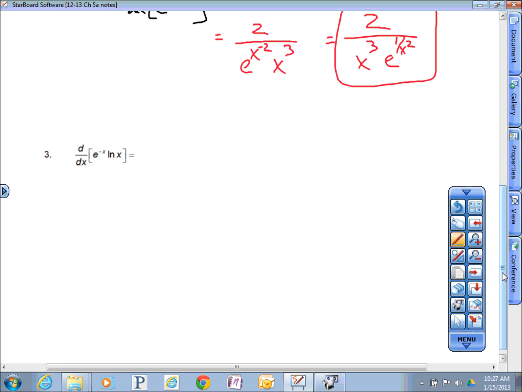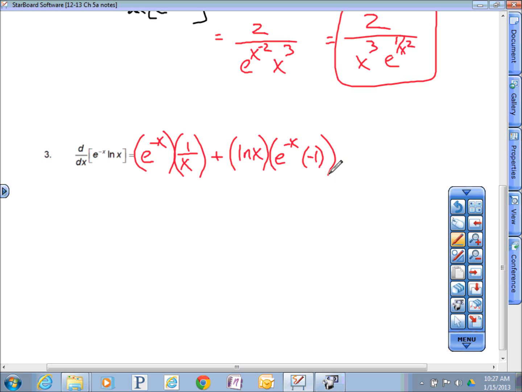So let's look at 3. I'm looking at this derivative. It looks like a single term made up of 2 things being multiplied, so I'm feeling like a product rule coming on here. So product rule: e to the negative x first, times the derivative of natural log of x. Derivative of natural log of x would be 1 over x. Plus, I'm going to take that natural log of x and multiply it by the derivative of e to the negative x, which would be e to the negative x multiplied by negative 1.